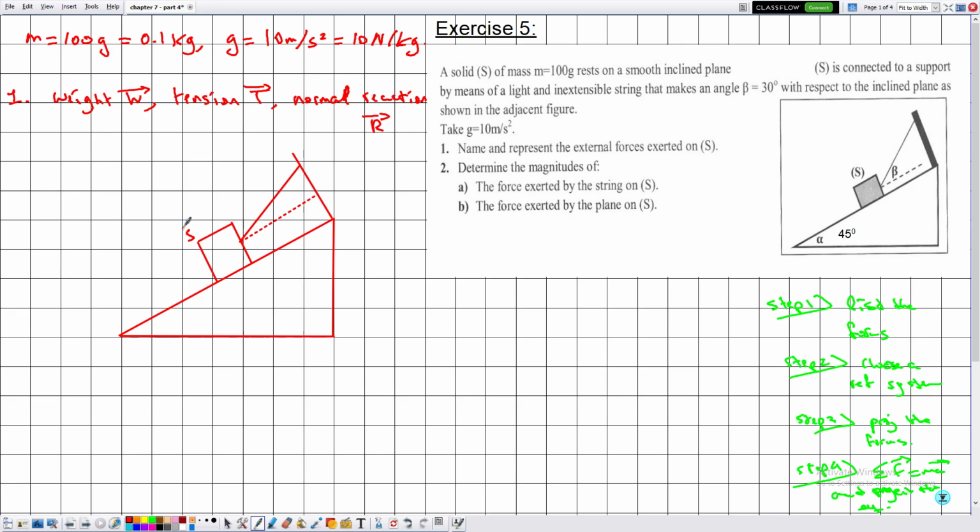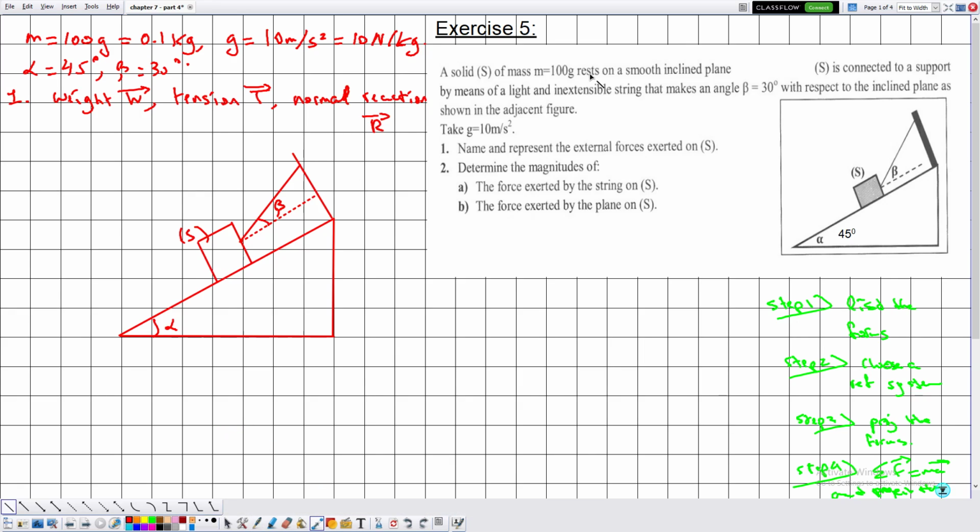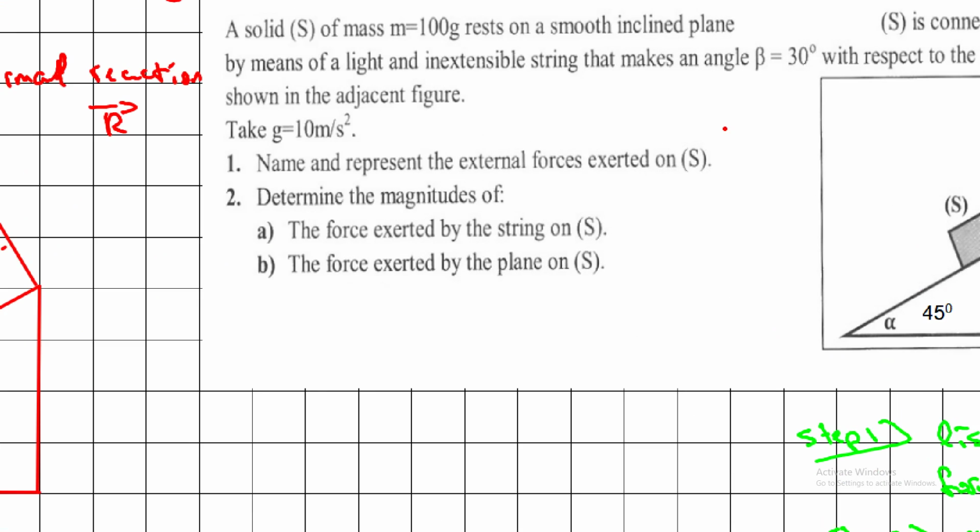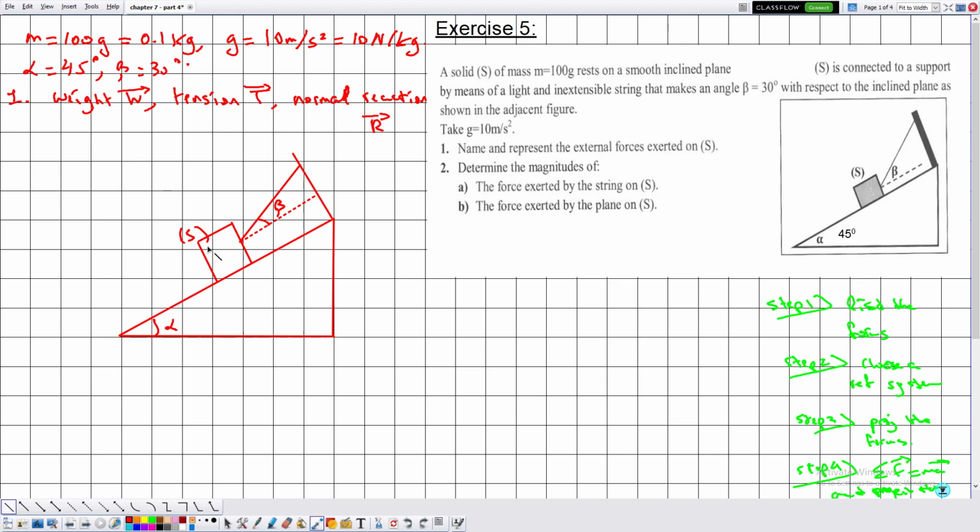So this is the solid S, this is the angle beta, and this is the angle alpha. We have here that alpha is equal to 45 degrees and beta is equal to 30 degrees. So let's represent the different forces acting on the solid S, because they told me represent, and here because they didn't mention a scale, we will just represent them.